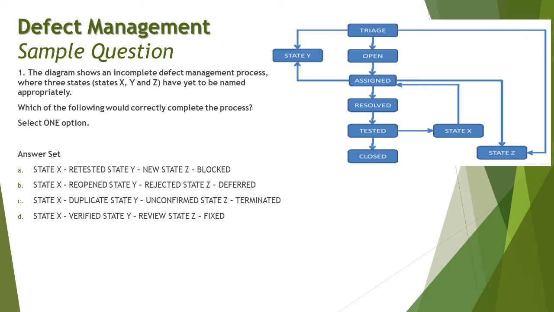That means a developer can reject the issue if the defect does not exist, or if the test manager finds that the tester reported a defect which was just related to a typographical error or maybe a misunderstanding of the tester, it can also be rejected right from the triage state. So state Y goes for rejected.